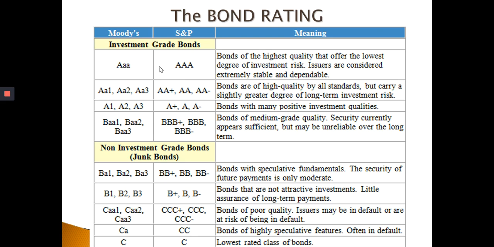Let me ask you a question. What do you think our Malaysian government bond rating is? What do you think our Malaysian government rating is? Can anyone guess? What do you think?